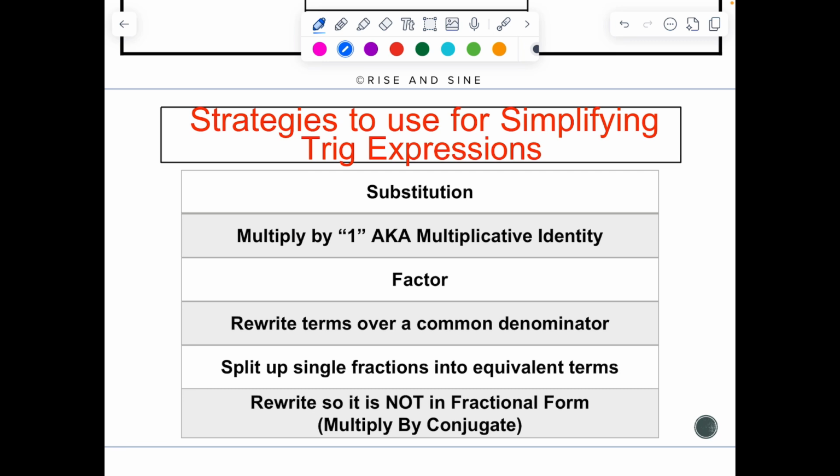Rewrite terms over a common denominator. That happens quite a bit where you have to put terms over a common denominator. Split up single fractions into equivalent terms and rewrite so it's not in fractional form. And then never leave a square root symbol, or I always want to get rid of the conjugate on the bottom, in the denominator.